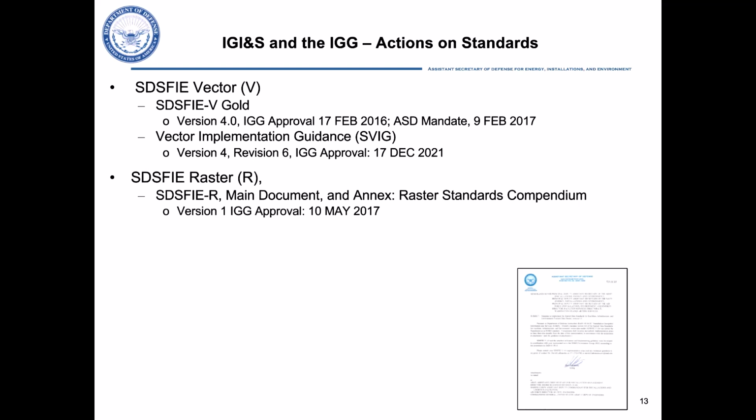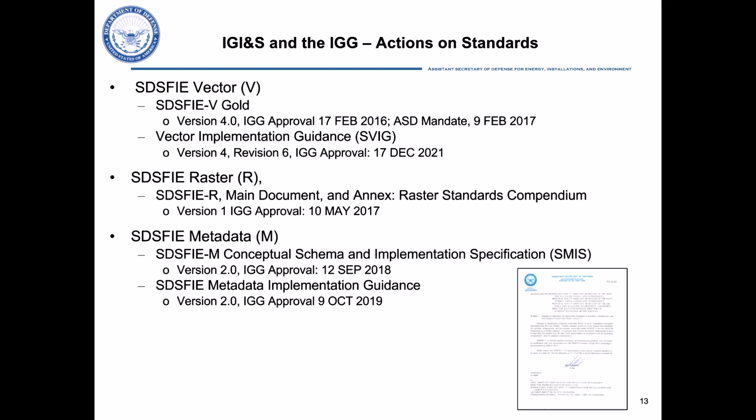For SDSFIE R, the IG approved both parts of that standard in May of 2017. Version 2 of raster standards are currently under development, with the IG review starting in summer 2023. SDSFIE metadata standards are in the second version, with September 2018 and October 2019 IG approval dates for the M conceptual schema and implementation specification and the M implementation guidance, respectively.